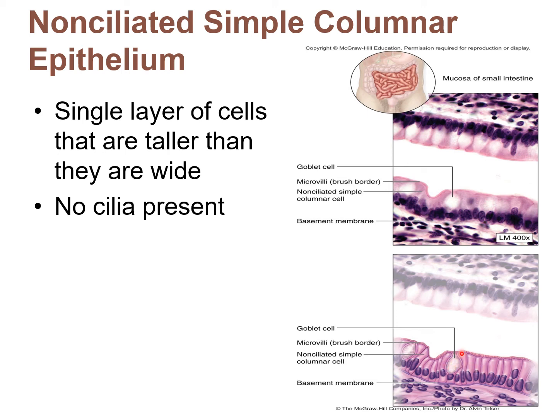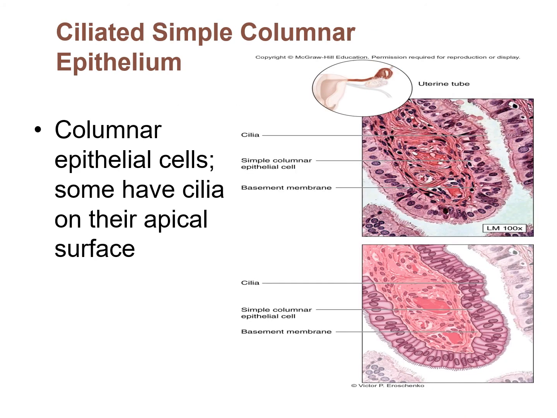You can have a slick surface with no microvilli, no cilia, or you can have a bit of cilia on the top. Or instead of cilia, as we've seen on the other slides, you could have microvilli. Right here, you can see that fuzzy stuff, those hair-like structures. Those are actually some cilia.